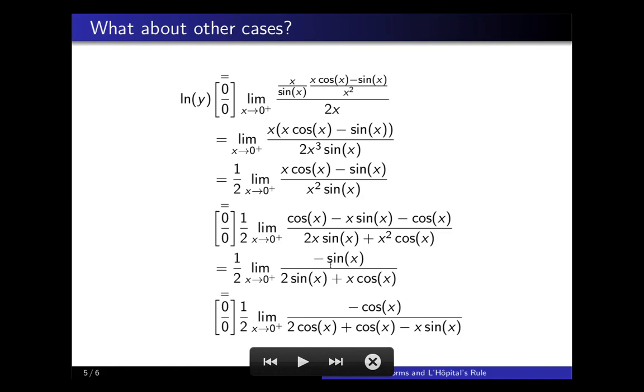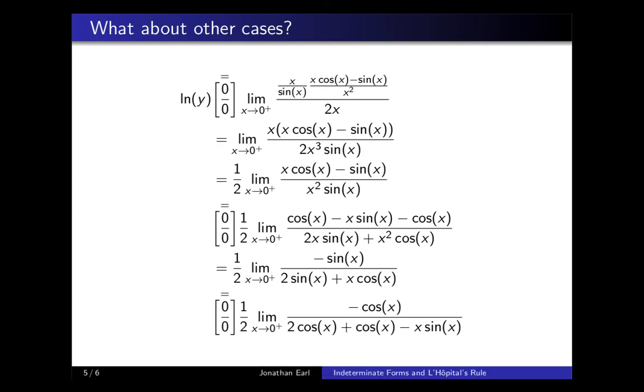The numerator is going to 0, sine of x is going to 0, and the x is going to 0 while the cosine goes to 1. So we'll just repeat and do L'Hopital's rule once more. We do it once more, we get 1/2 times the limit as x goes to 0 from the right of minus cosine of x, and then it's all divided by a 2 cosine of x plus a cosine of x minus an x sine of x.